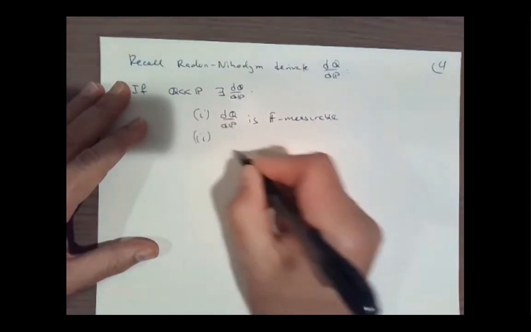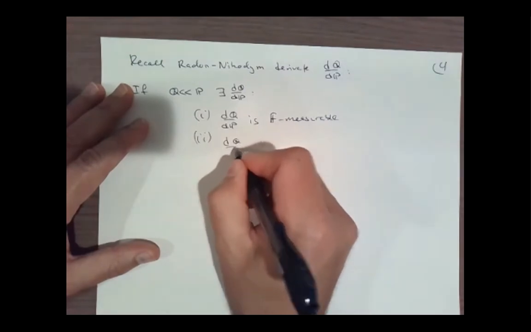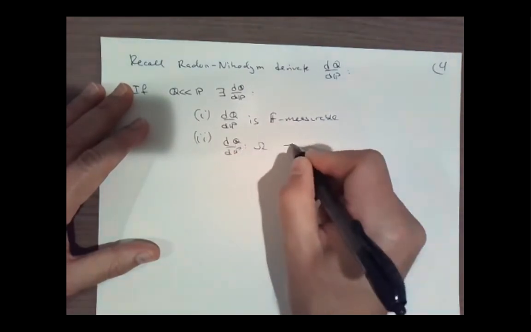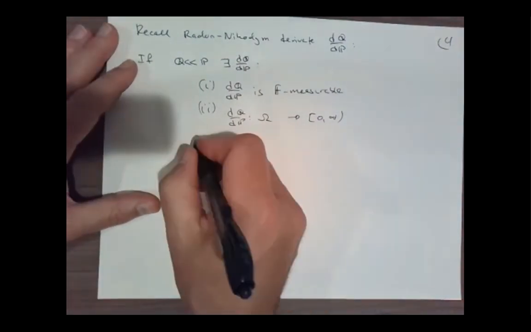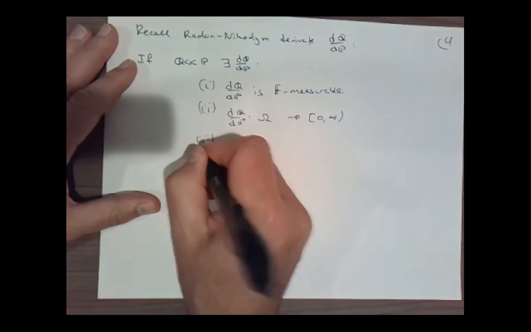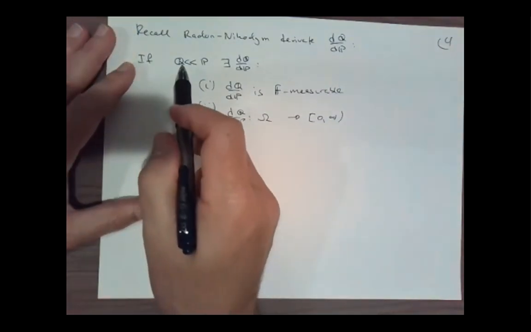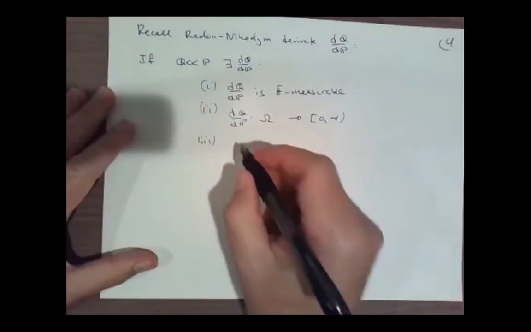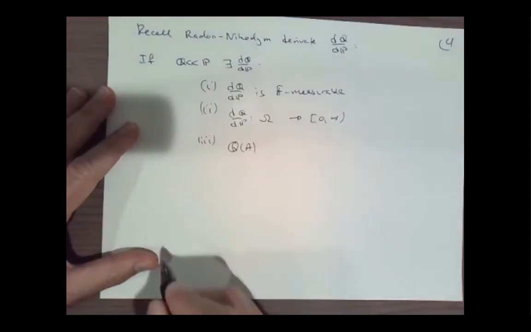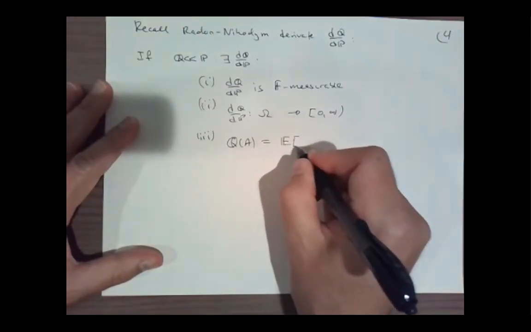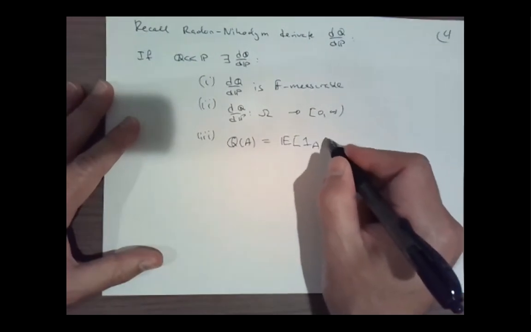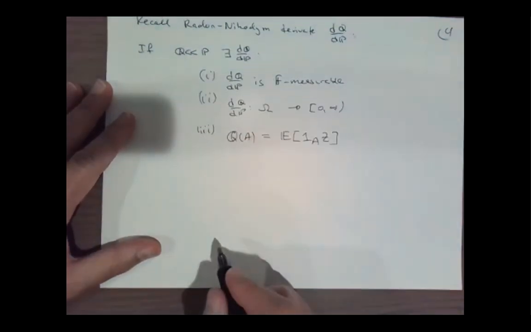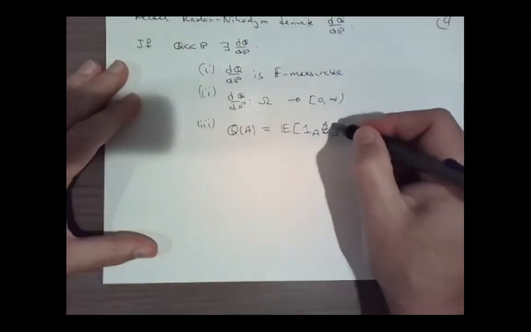It's non-negative, right, so it goes from omega, it's non-negative. And it has this property that I can compute probabilities under Q simply by integrating with respect to P. So I can take Q of A, I can calculate this probability simply by calculating expectation with respect to P. I should call it C, this is dQ/dP.